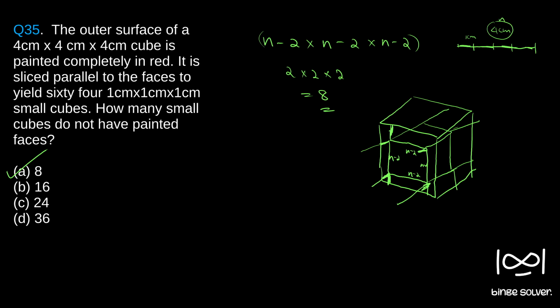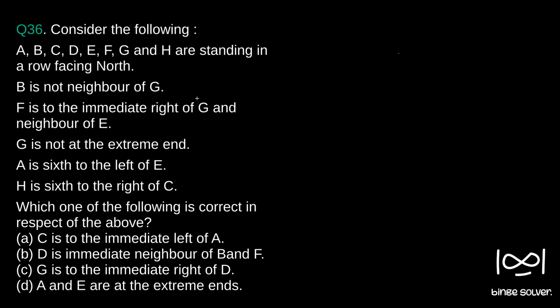Next question, question 36. Consider the following. A, B, C, D, E, F, G and H are standing in a row facing north. B is not neighbor of G. So it's a long question, so what I will do is just go on filling in the information as it comes. B is not the neighbor of G, that we are not going to use yet. F is to the immediate right of G and neighbor of E. So we will fill in that information. F is to the immediate right of G. So G is here, and F is to the immediate right of G. So F is here.